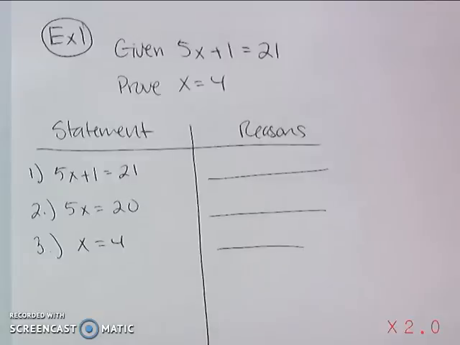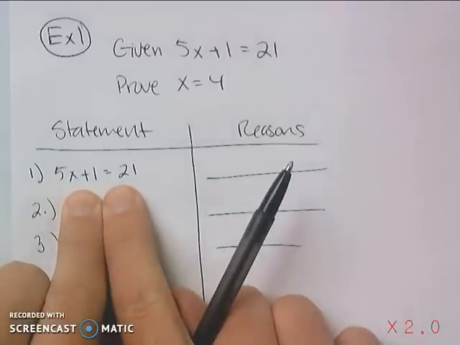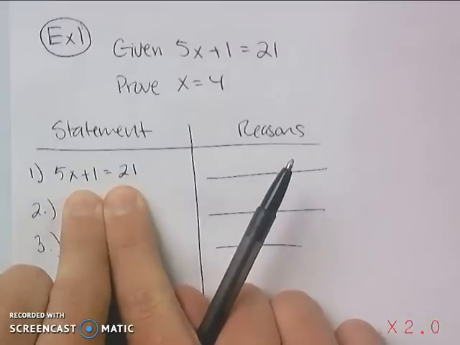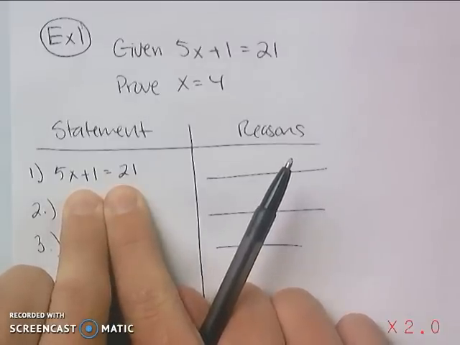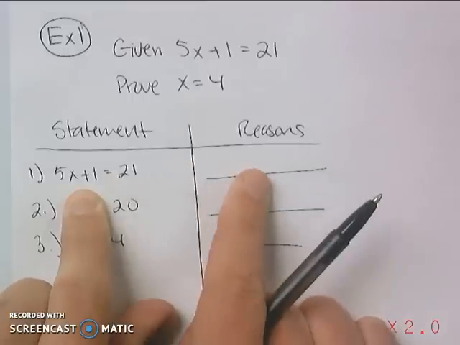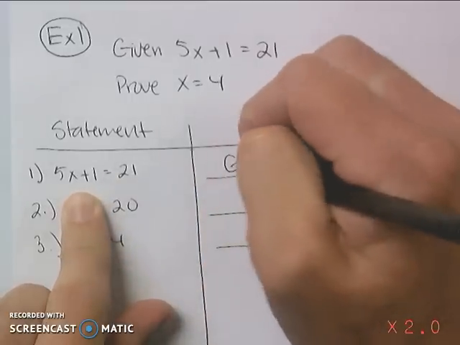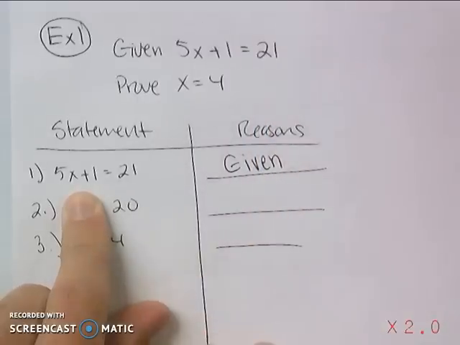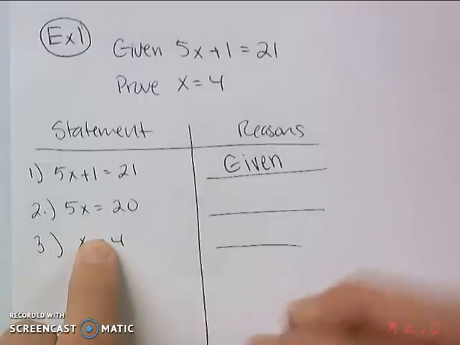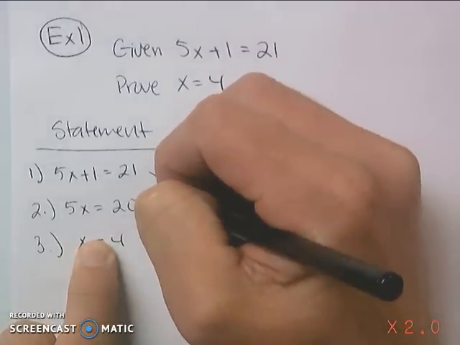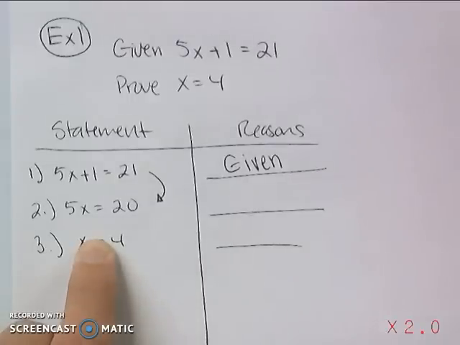Okay, the very first thing, how did I get 5x plus 1 equals 21? My favorite thing is the very first thing that you see is usually given to you. So what's your reason? Well, it's given. There's nothing really that special about it. Next, how did I get from step 1 to step 2 is what I want to ask myself. How did I go from 1 to 2? Well, it looks like there was a 1 on the left side and now it's gone. Well, how did I get rid of that 1? It's probably because I subtracted the 1.